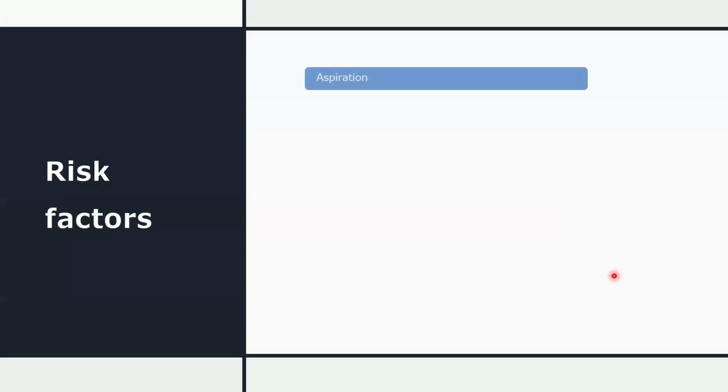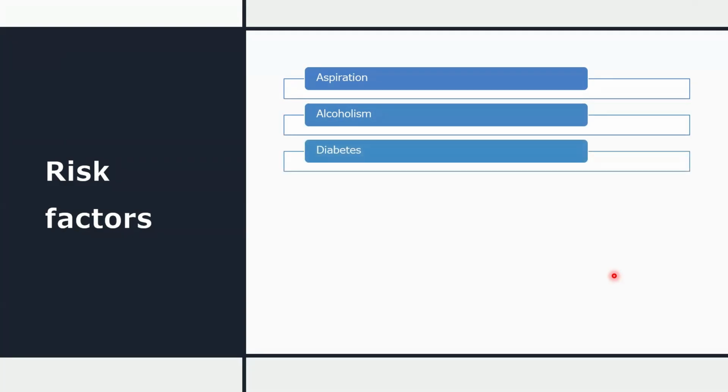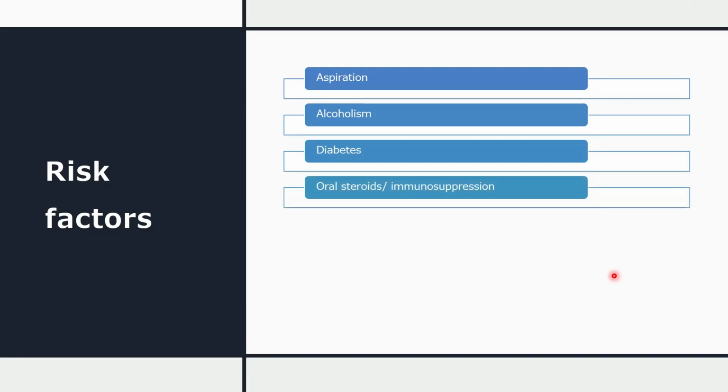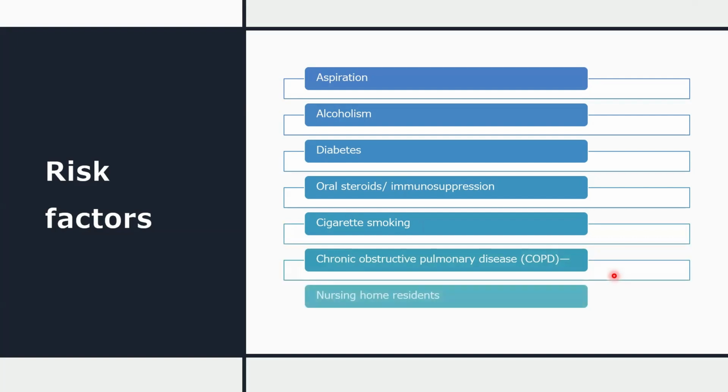There are certain risk factors which are present in patients having pneumonia. Some patients are at risk of aspiration. Alcoholism is also a risk factor, again, the mechanism will be aspiration. Diabetes due to low immunity. Oral steroids, again due to immunosuppression. Smokers are again at greater risk of having pneumonia. COPD patients, nursing home residents, these are all patients who are at increased risk of having pneumonia.